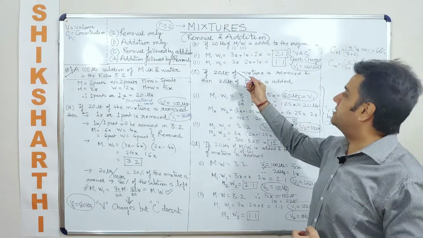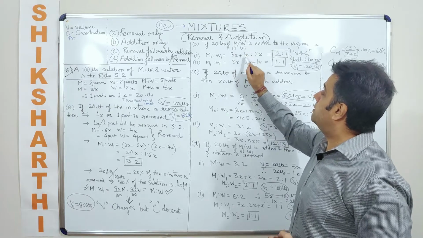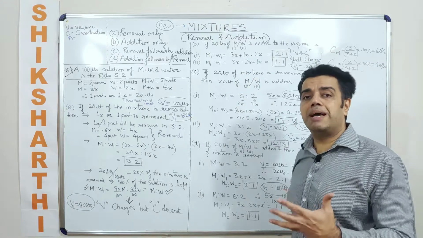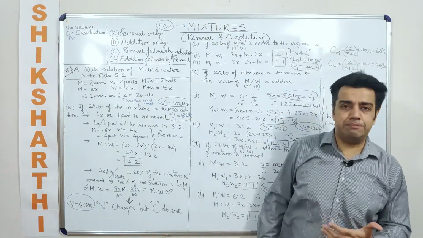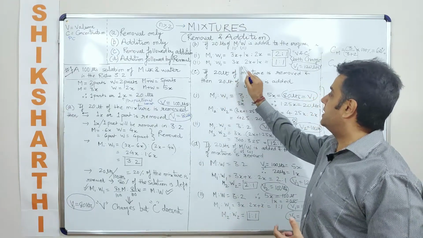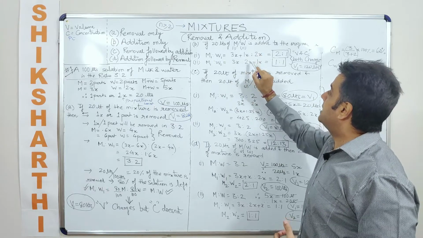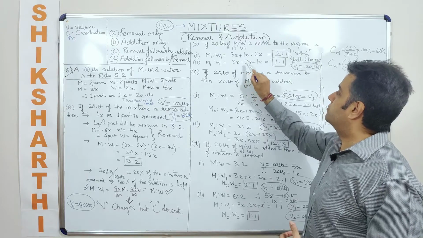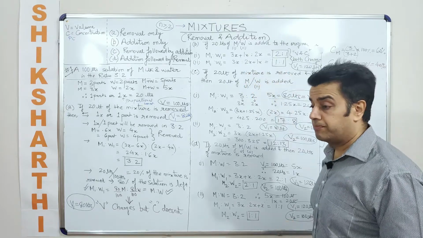Right? In the second case, I know that I am adding only water, so that means the milk by volume would remain the same. The milk by volume by parts would remain the same. So milk remains as it is as 3x, and then I am adding another 20 liters of water, which is just like saying adding 1x to water. So this becomes 3x is to 3x, which is 1 is to 1.